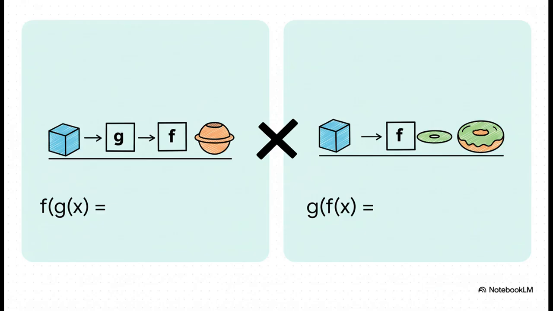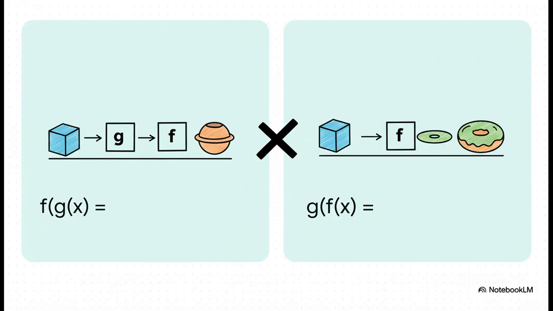So first, x goes through the g function becoming x plus 2. Then that whole thing goes through the f function getting squared. The result, x squared plus 4x plus 4. Now look at the right. We swapped the order. We're doing g of f of x. So first, x gets squared. Then we add 2. The result is just x squared plus 2.